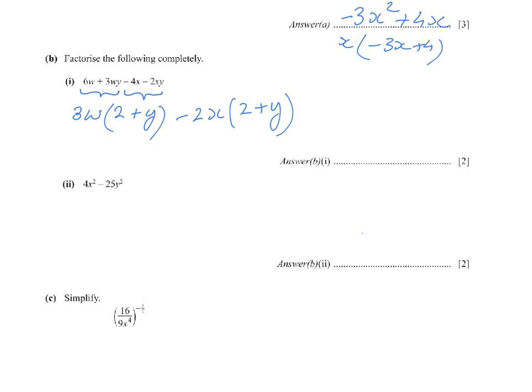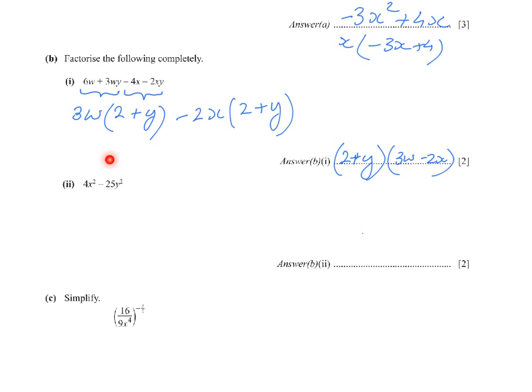Now you're not finished yet, because then your final answer is 2 plus y times 3w minus 2x. So make sure you put that in those two sets of brackets. Some students forget that. They think they're finished here, but you're not. This is your final answer.